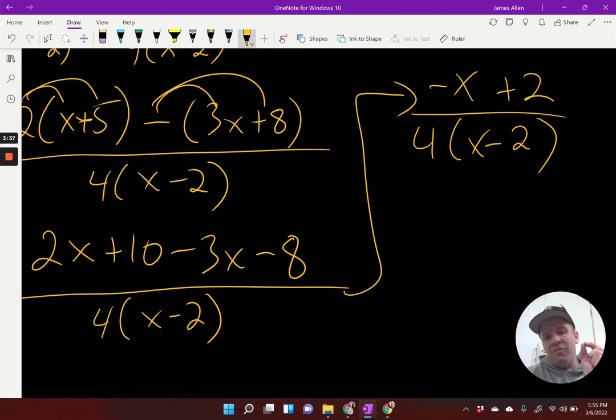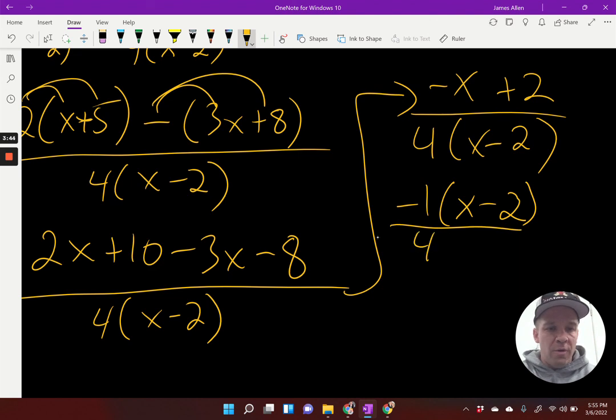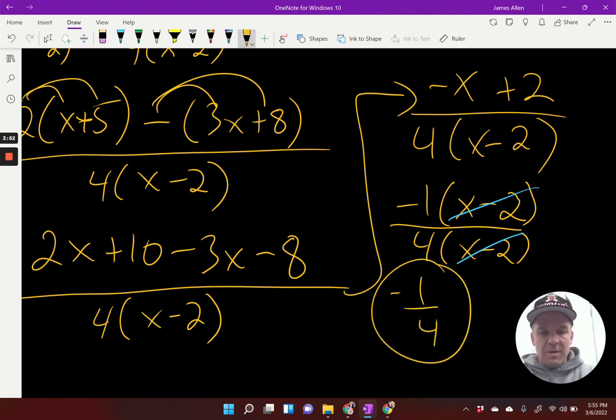Could I factor out a negative 1 in my numerator? I would be left with x minus 2. So I got 4, and then we got x minus 2. Now we can go ahead and cancel these, and I'm going to be left with negative 1/4 as my final answer. Just negative 1/4. That's crazy.